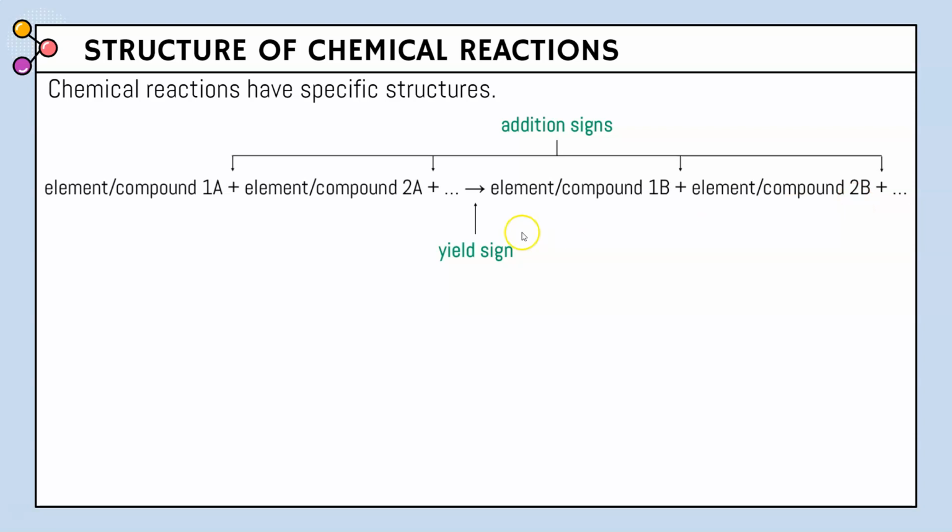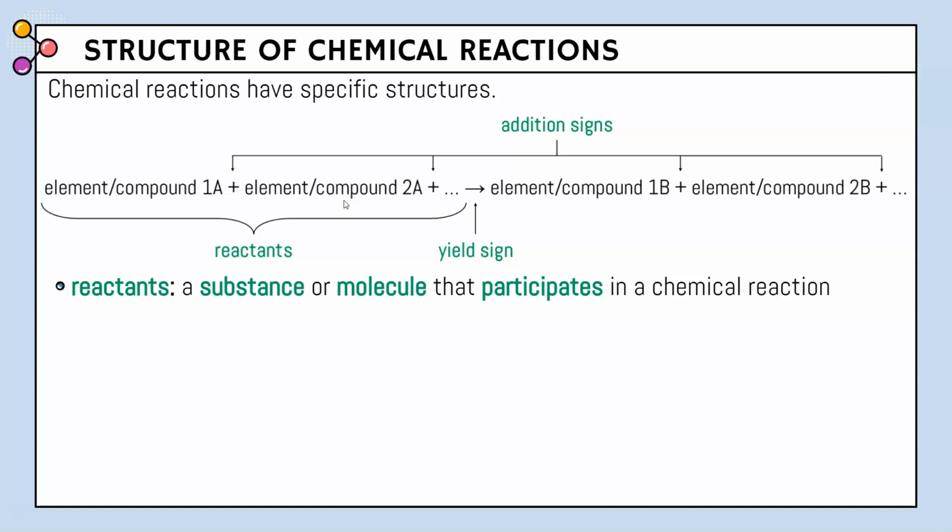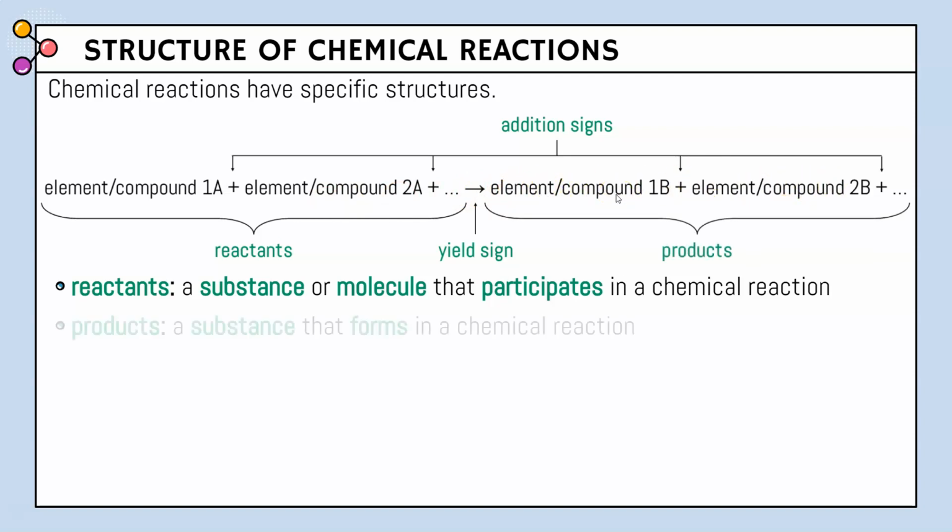1B plus 2B. Now all of this stuff to the left of our yield sign, we call our reactants. A reactant is a substance or molecule that participates in a chemical reaction. So it's what's being added together to make a chemical reaction happen. And everything to the right of our yield sign is called our products. Products are substances that form in a chemical reaction. So our reactants are being added together to react, which yields our products. That's what happens after the chemical reaction has occurred.